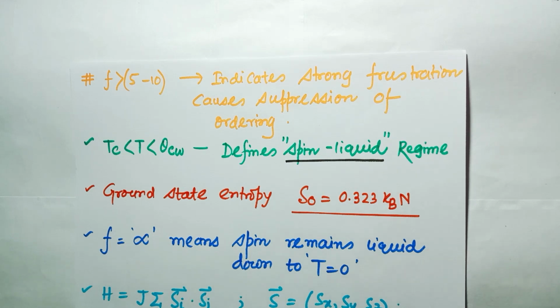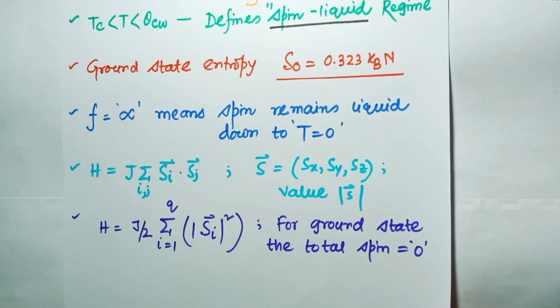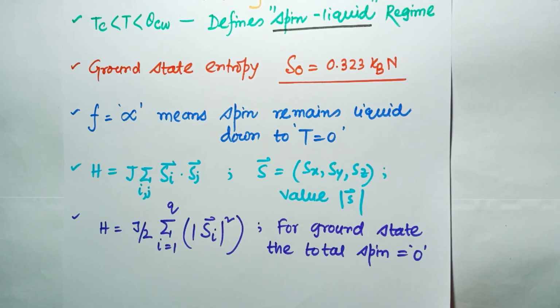The frustration parameter F is equal to infinity. It means that the spins remain liquid up to absolute temperature T equal to 0. Now the frustrated magnets open a new window to realize new materials from their application part. We can consider a model Hamiltonian for an interaction between the nearest neighbors.